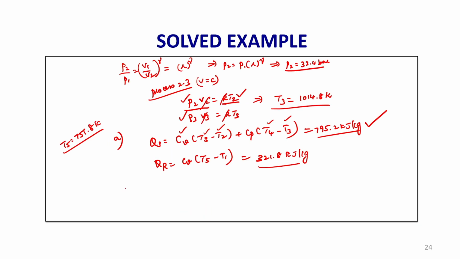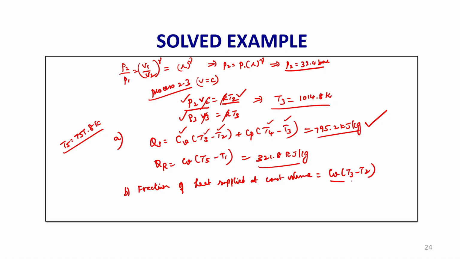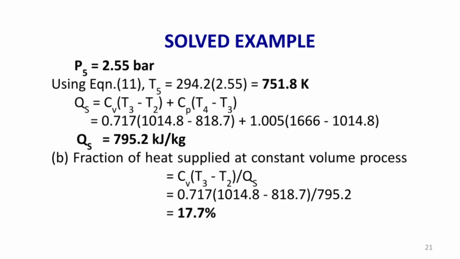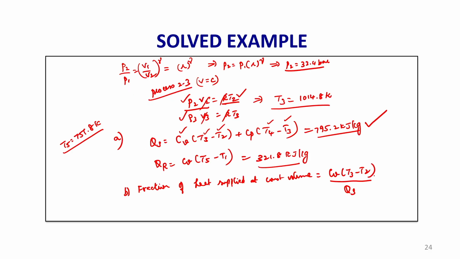Fraction of heat supplied at constant volume is equal to Cv into T3 minus T2 only, because you have been asked to find, out of the total heat supplied, what is the fraction supplied at constant volume. So, this divided by QS. That is what I have done here. Heat supplied at constant volume is during the process 2 to 3. So, Cv into T3 minus T2 by QS. That comes around 17.7 percent when multiplied by 100.